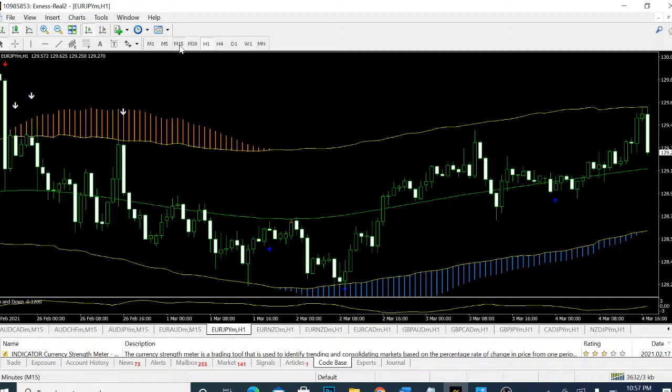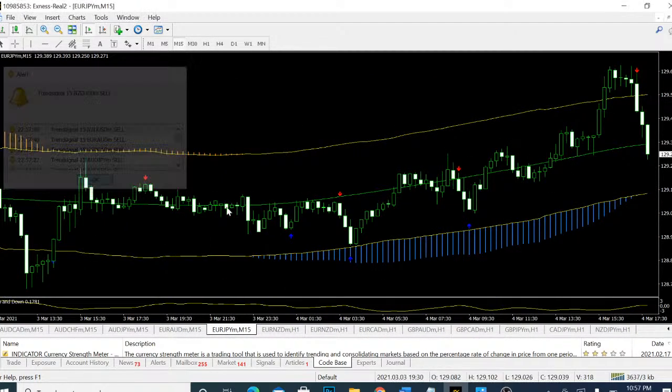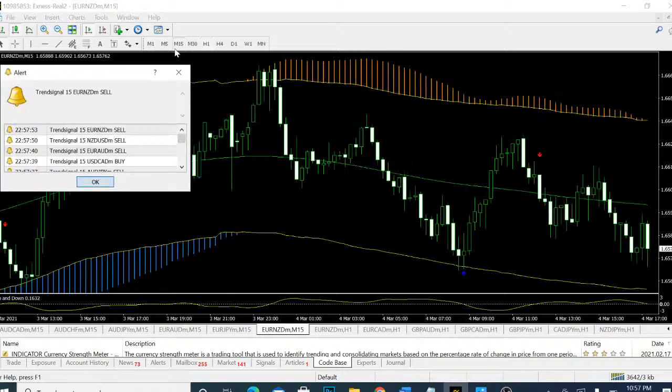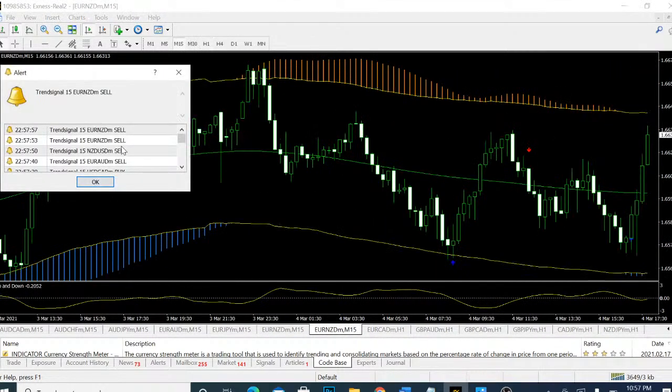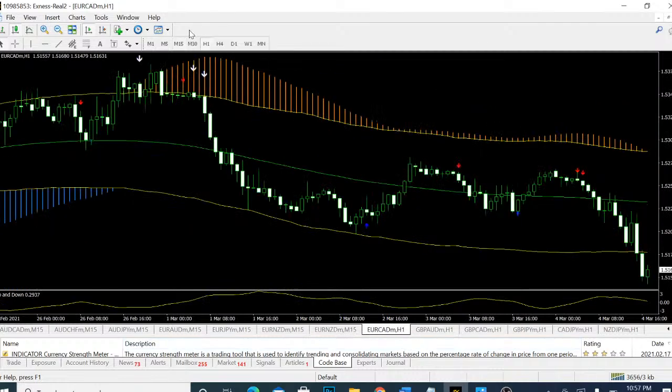Okay, so Euro JPY, I want it on 15-minute, and Euro New Zealand on 15-minute as well. Okay, and 15-minute on Euro New Zealand, Euro Canadian dollar as well. Look at the here. You can also use this indicator on the 1 hour. The 1 hour I had a sell signal on Euro Canadian dollar.